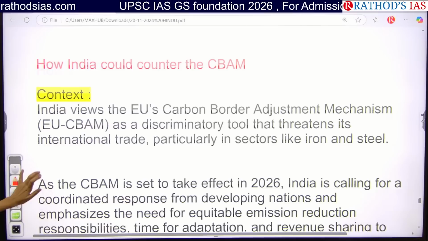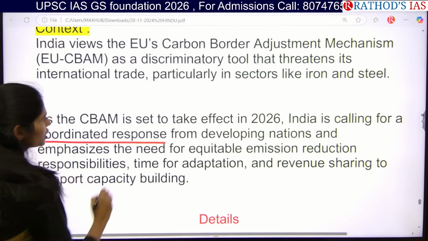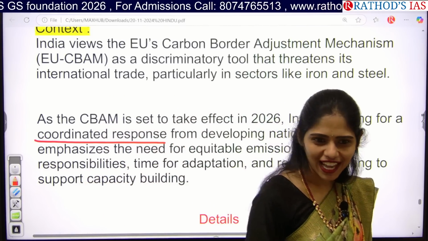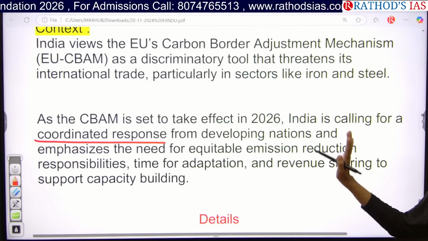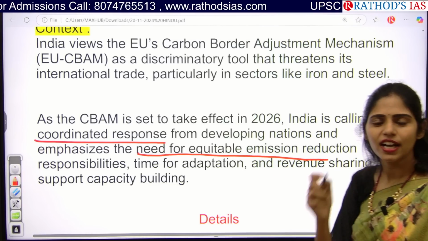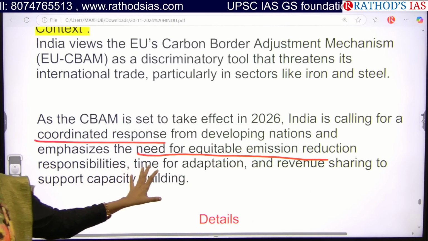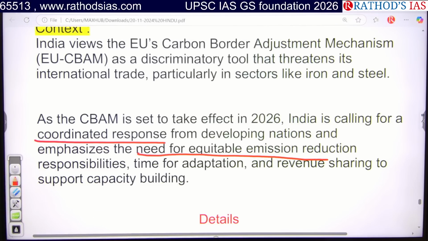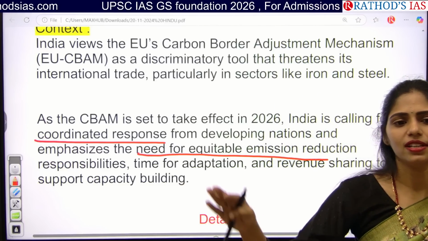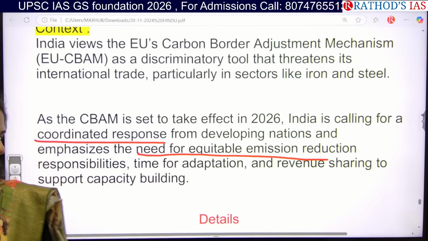As CBAM is set to come into effect from 2026, India is calling for a coordinated response from developing countries. We have to gather all these developing countries which don't have proper finance or proper technology to control carbon dioxide emissions. And we are focusing especially on equitable emission reduction responsibilities. After gathering these countries, we have to fight for climate finance as well as technology transfer in this COP. Okay, we have 2 years of time. If we get more carbon finance as well as technology, we can address this problem at least to some extent by 2026, by the time the implementation of CBAM happens. Okay, so that is the thing.